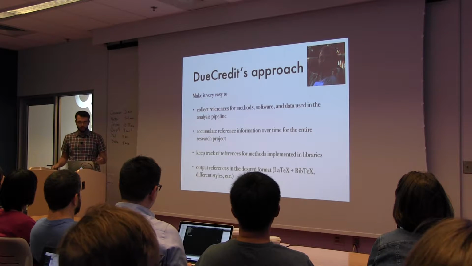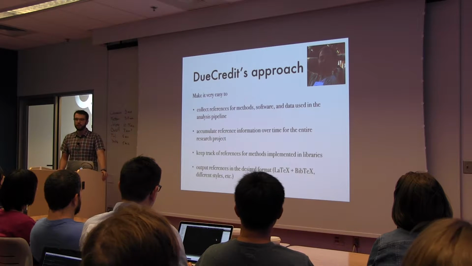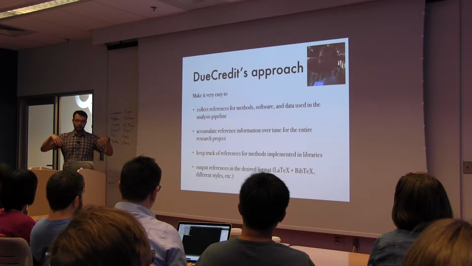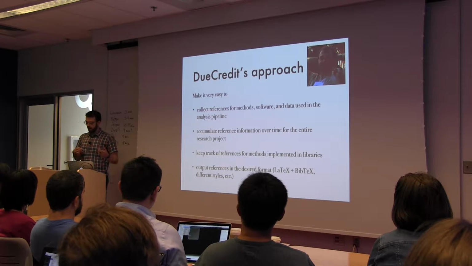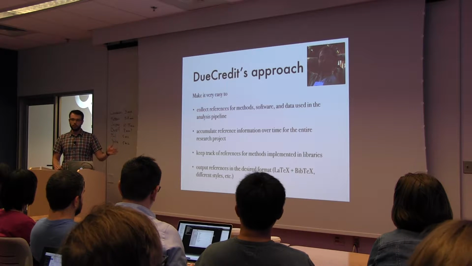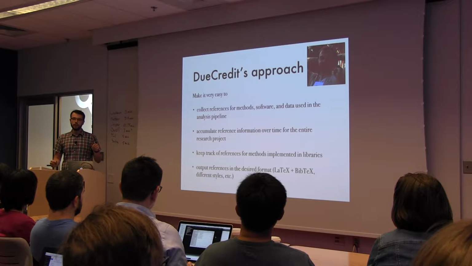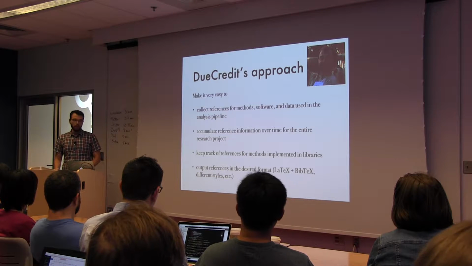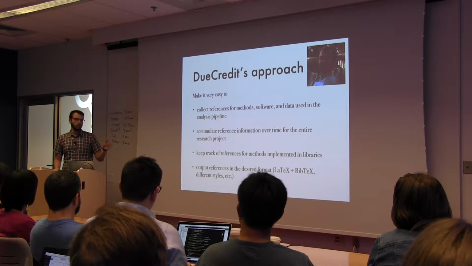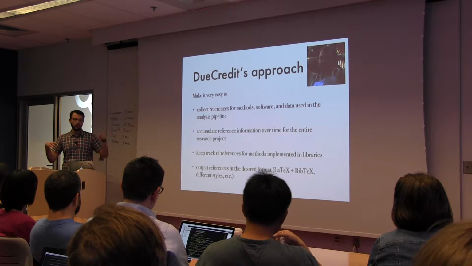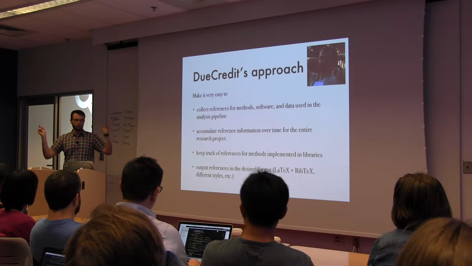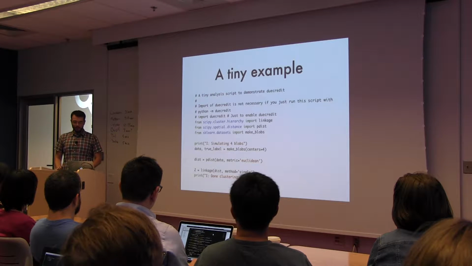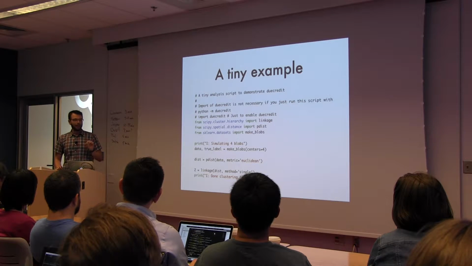Our approach is to make it very easy to collect the references for the methods, software, and data that you used in your analysis pipeline. The idea is that you have your own project, and while you're running your analysis, Craddock will accumulate the information of all the methods that you used, so that at the end you can just type a command and get all the references of whatever methods you have used. And we also try to make it easy so that you can output the references in the format that you like. Ideally, you can just use a style format and get it in Chicago style, APA, etc., or LaTeX and BibTeX.